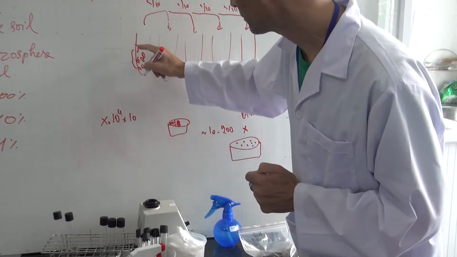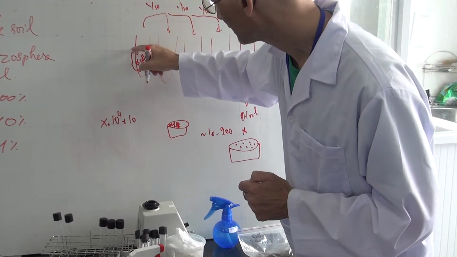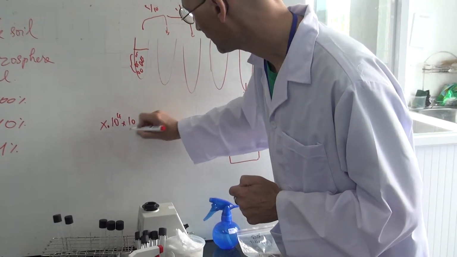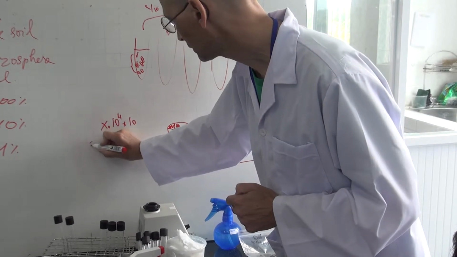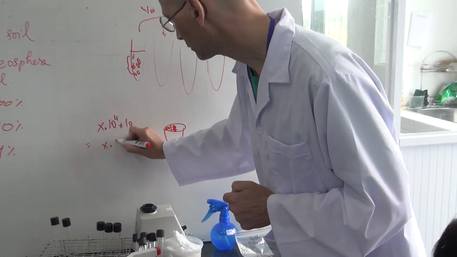Okay. So the number of bacteria here in this suspension is now equal to x times 10 to the power of 5.